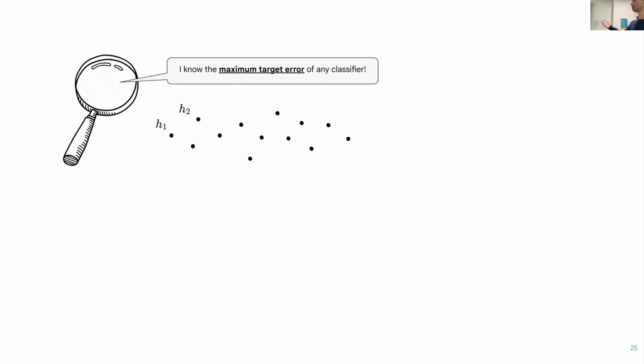So in a way, with the procedure I just described, we have a way and methods, here represented with this magnifying glass, that really is able to tell you the maximum target error of any classifier. Okay, so we have this tool that can find you the maximum error for every function you give it as an input, subject to our assumptions and data, or at least in principle, right? Finite sample considerations aside.